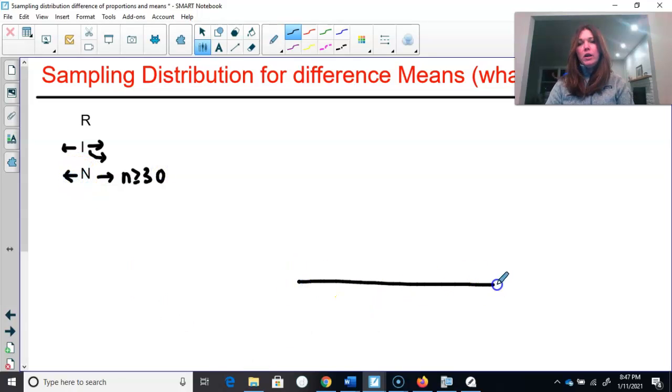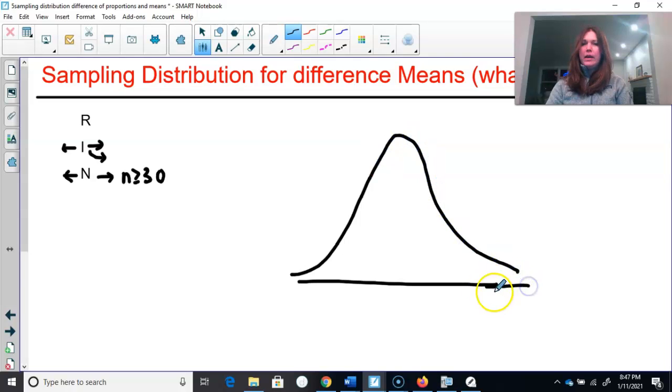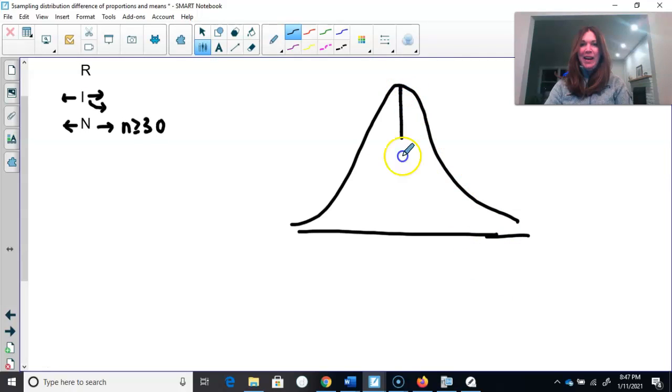Next, when we're drawing our curve, ladies and gentlemen, really an amazing curve. I know, I'm sorry. Here we're going to put mu of 1, so that's the given parameter that they give you, minus mu of 2.